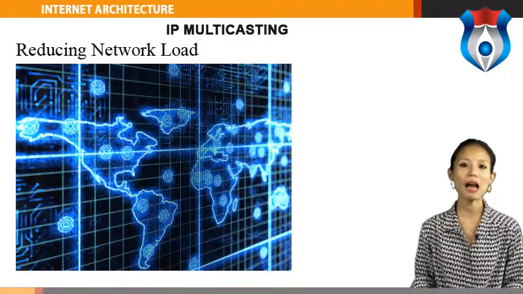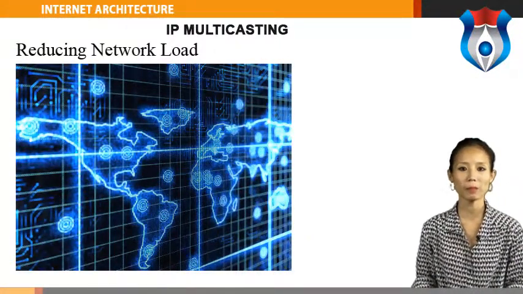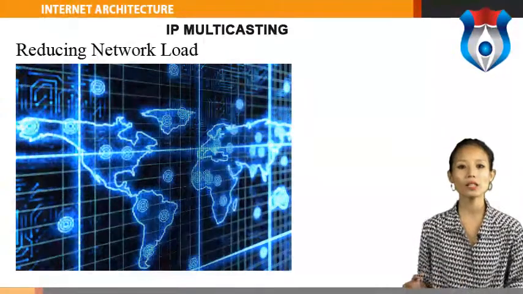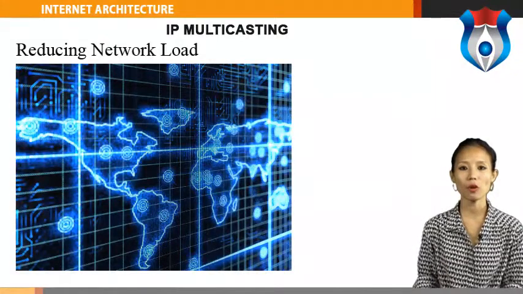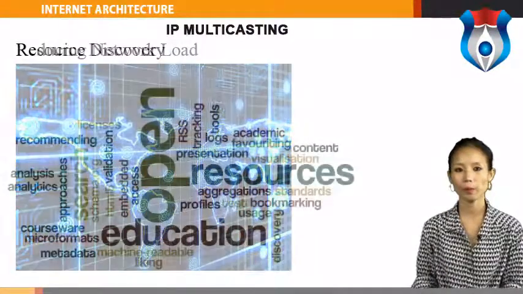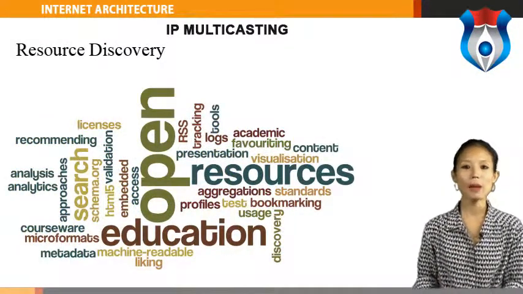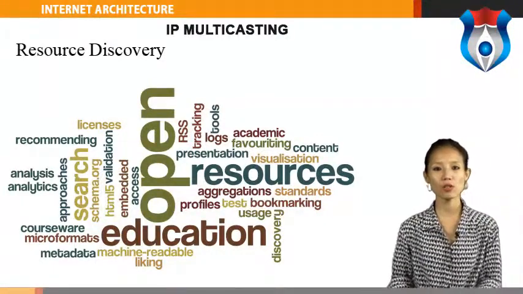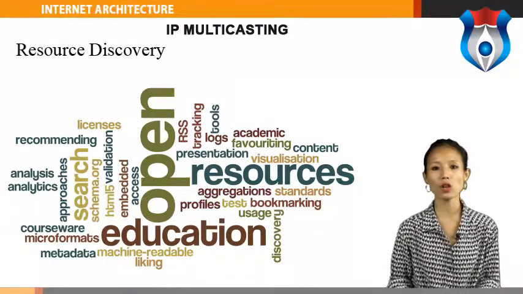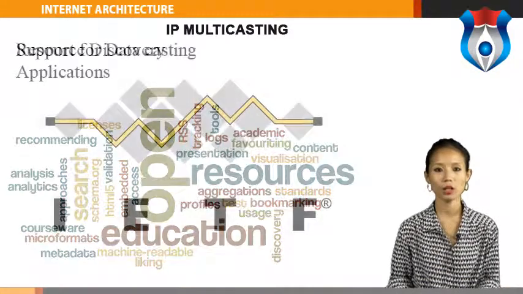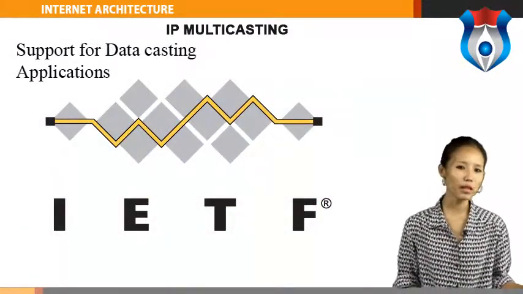Multicast transmission is the ideal solution for this type of application, since it requires only a single packet transmission by the source, which is then replicated at forks in the multicast delivery tree. Resource discovery. Some applications implement multicast group addresses instead of broadcast to transmit packets to group members residing on the same network. Support for datacasting applications.